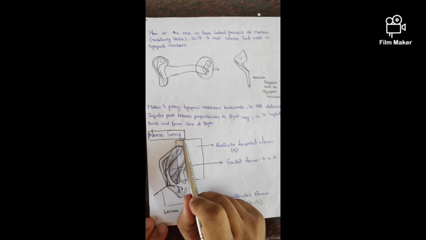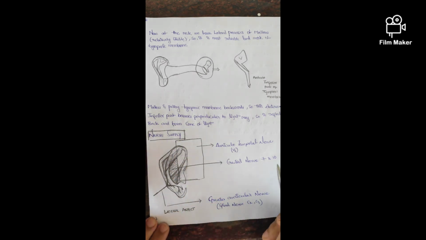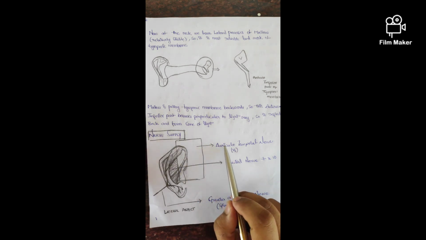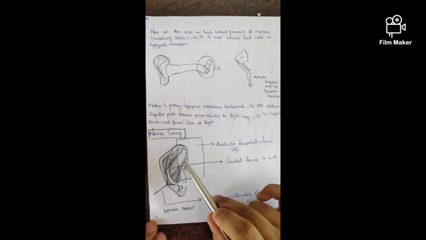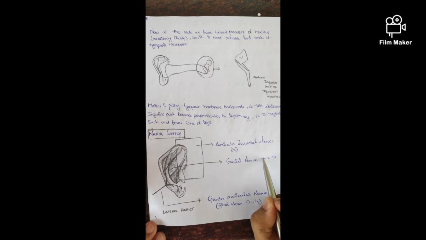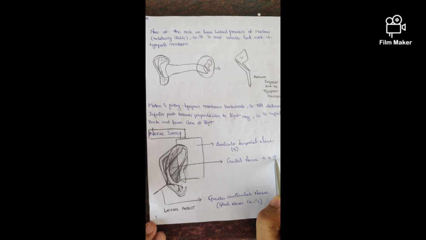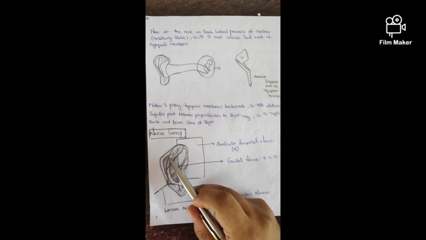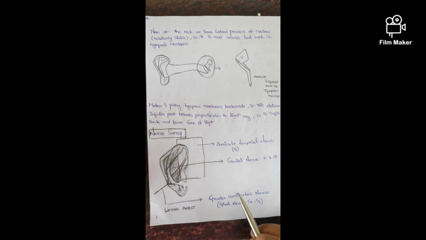Now let's discuss the nerve supply of the ear. The anterior part of the ear lobe is supplied by the auriculotemporal nerve. The concha of the ear is supplied by cranial nerves 7 and 10. 7 means the facial nerve, 10 the vagus nerve. And the posterior aspect of the ear is supplied by the greater auricular nerve. It is a spinal nerve of C2 and C3.